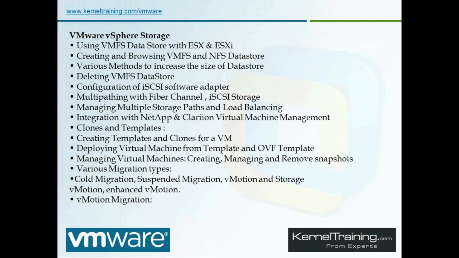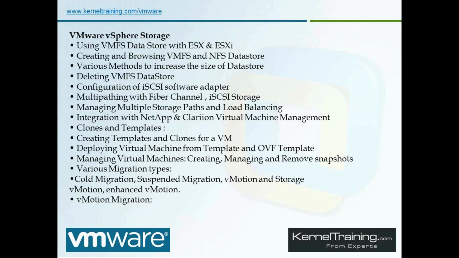VMFS5 file system. So what exactly the difference between them is that there will be some block size differences between them. In the VMFS3 of the ESX, we have 1 MB, 2 MB, 4 MB, and 8 MB. Whereas in the ESXi, only 1 MB of block size is present.